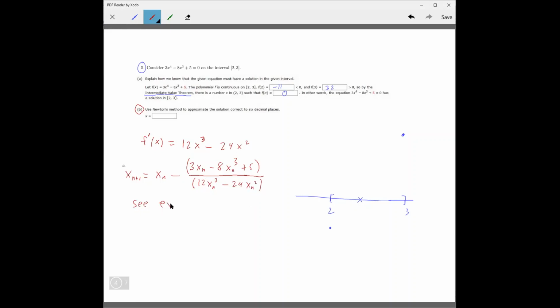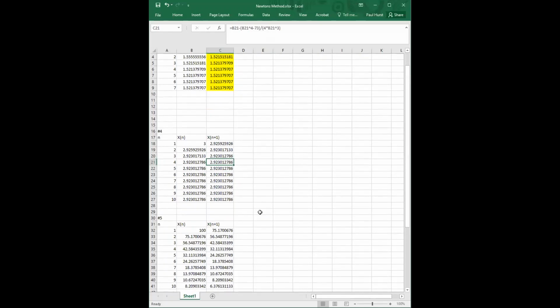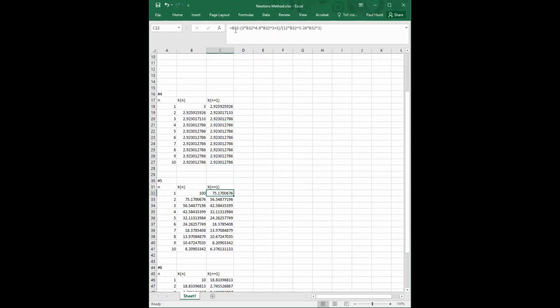So we'll go to the Excel to finish this off. What I've done is here I have B32, which is our xn, minus 3xn to the fourth minus 8xn to the third plus 5. That's our f polynomial. And then divided by its derivative, which is 12xn to the third minus 24xn to the squared. Now I put these weird numbers, but in reality, what you want to do is choose some number between 2 and 3, so maybe 2.5. And you can see that when you choose an initial value right here, then it's going to converge to this right here. So this will be the answer.